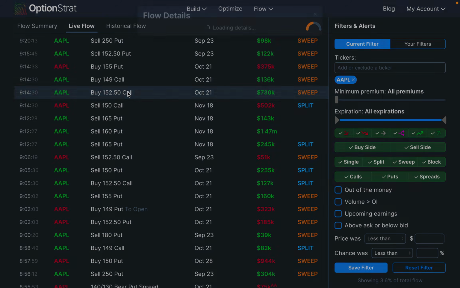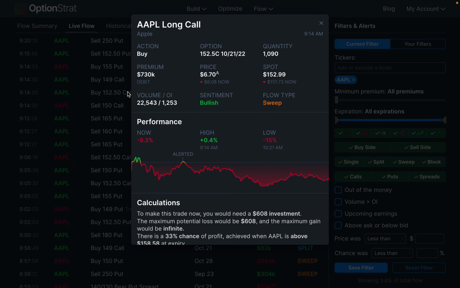So what we can do is I can actually click on this, and this will give us details here on the trade. So again, this was a long call on Apple, right? So they bought a call on Apple. This was the 152.50 strike expiring on October 21st. Looks like 1,090 call options were purchased here for $730,000, and that was a debit, so they paid to enter this trade. And then it shows us the average price that basically they paid for it, so about 6.70 or so. It's at 6.08 now, so they are down on it.